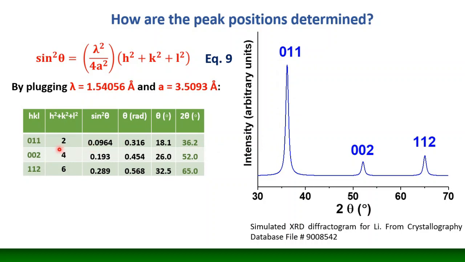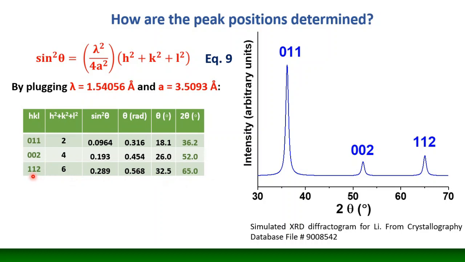The same situation happens if you do the calculation for h equal to 0, k equal to 0, l equal to 2, okay? So h squared plus k squared plus l squared equals 4. Plugging those values, equation 9 generates a sine squared of theta equal to 0.19. Take the square root of that value and figure out the arcsine. That's going to give a theta angle equal to 0.454. Converted to degrees, that's 26 degrees, and multiplied by 2, around 52. So that's where you observe the peak.